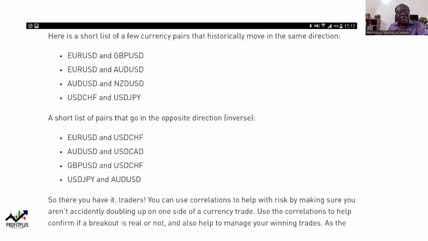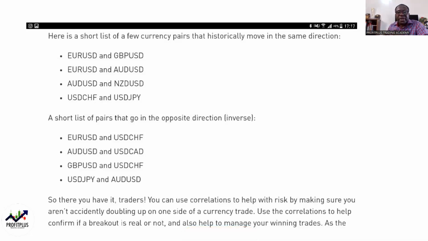Then we also have short lists of currency pairs that move in opposite directions. We say these currency pairs are inversely related. They are negatively correlated. One such pair is the EUR USD and the USD CHF. AUD USD and the USD CAD move in opposite direction. The GBP USD and the USD CHF move in opposite direction. Then the USD JPY and the AUD USD also move in opposite direction. So you have it here. You can use correlation to help in managing risk.